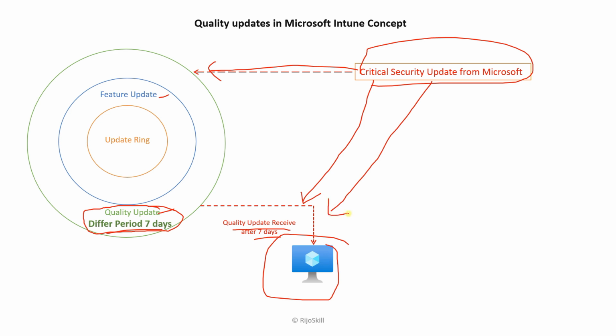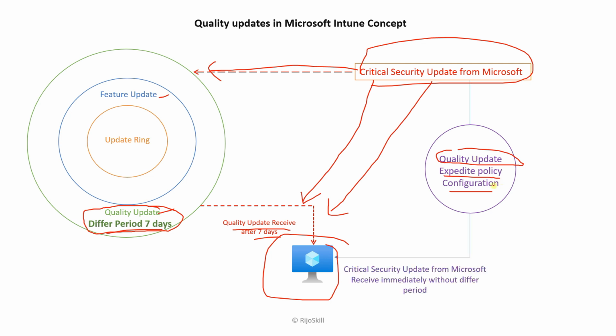So how can we implement this? In the Microsoft Intune portal you can create an Expedite policy configuration. Once you implement the Expedite policy configuration in the quality update, the critical security update from Microsoft is received immediately without the defer period. Once you implement this quality update Expedite policy, the security update will come immediately without waiting for the 7-day defer period. So now you understand the concept of the quality update Expedite policy configuration.